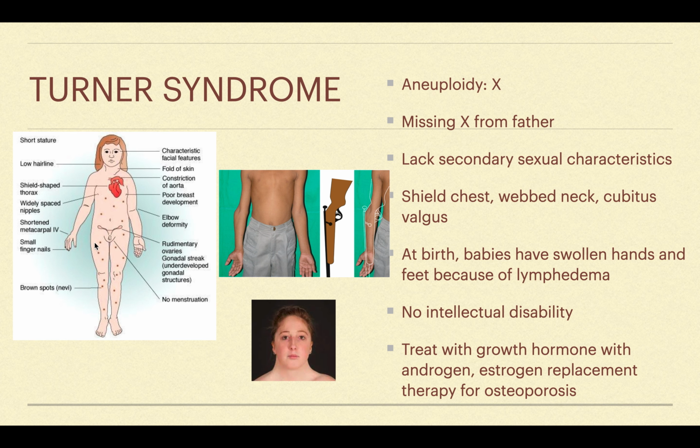puberty. They will have very rudimentary ovaries. They will not menstruate. They do not have breasts, and they sometimes have shortened metacarpals, so deformed looking hands. They do have some heart conditions, particularly the coarctation of the aorta, and not all of them have the facial features, but they all have the neck feature.